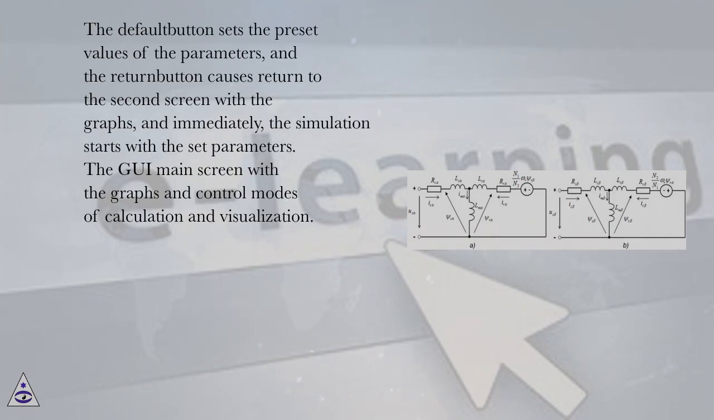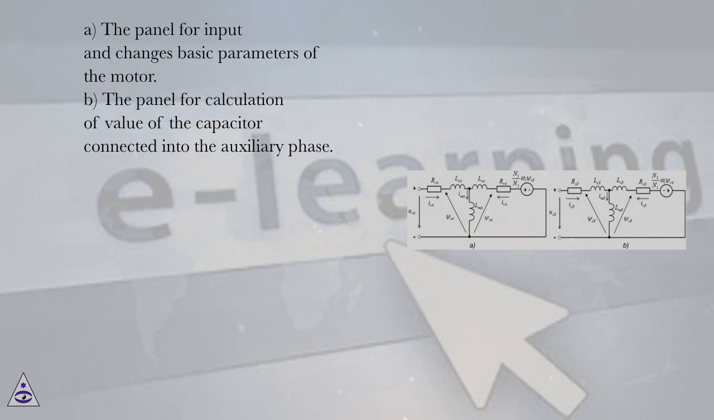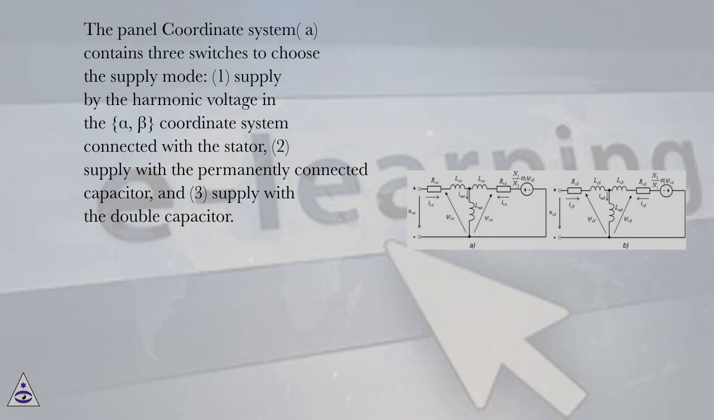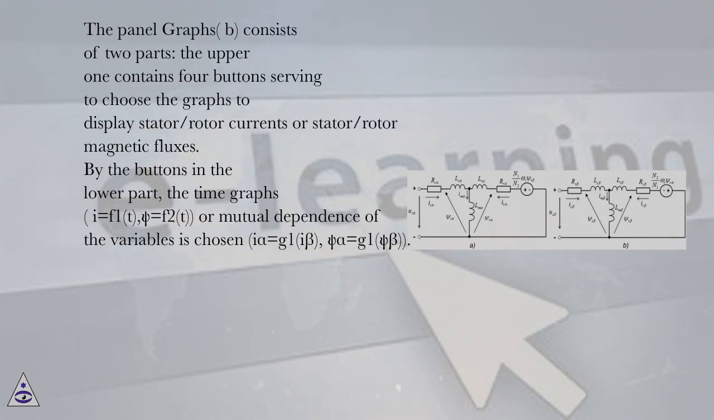The GUI main screen with the graphs and control modes of calculation and visualization. A, the panel for input and changes of basic parameters of the motor. B, the panel for calculation of the value of the capacitor connected into the auxiliary phase. The panel coordinate system, A, contains 3 switches to choose the supply mode: 1, supply by the harmonic voltage in the alpha, beta coordinate system connected with the stator; 2, supply with a permanently connected capacitor; and 3, supply with the double capacitor. The panel graphs, B, consists of 2 parts.